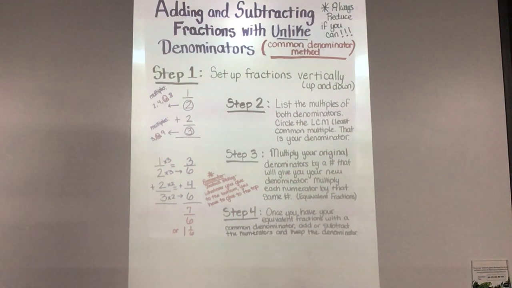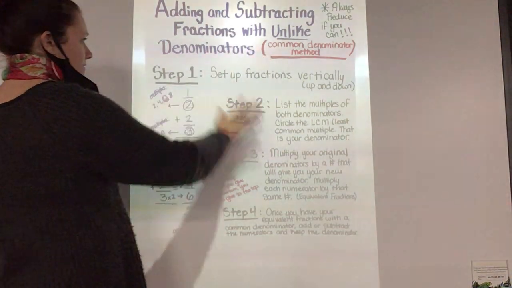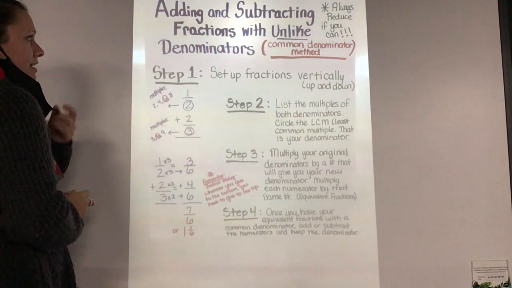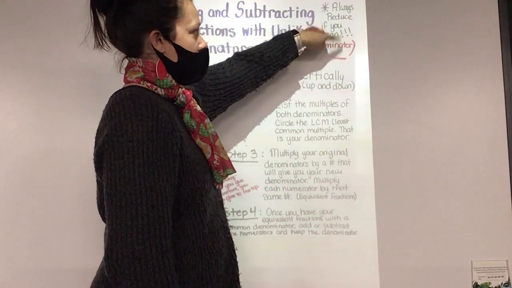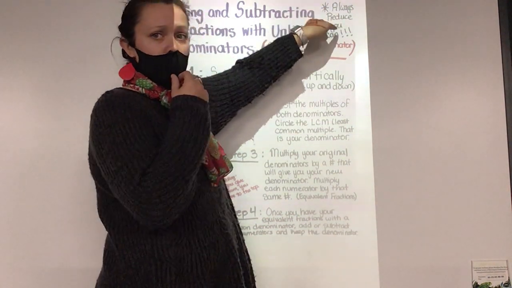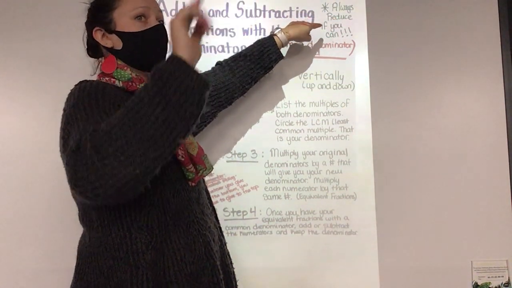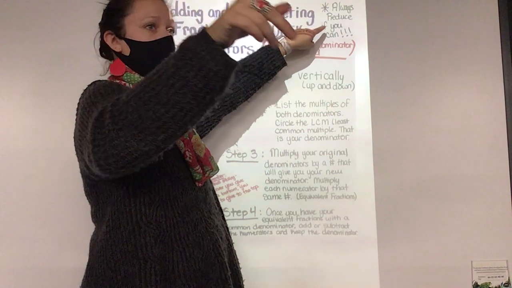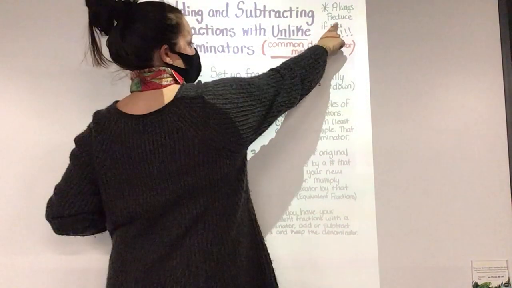Okay? So it says adding and subtracting fractions with unlike denominators. Common denominator method. That's what we're going to be following right here. And notice at the top, this little star, this little asterisk. Always reduce if you can. Okay? Reduce meaning, what's our other word we use for reduce? Not necessarily divide. Simplify. Simplify is that word here that we use also for reduce.